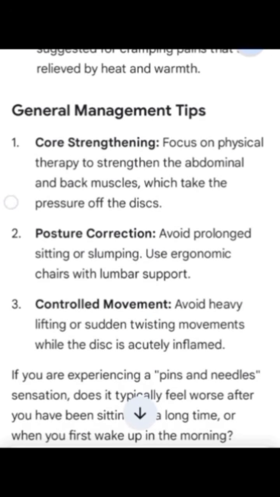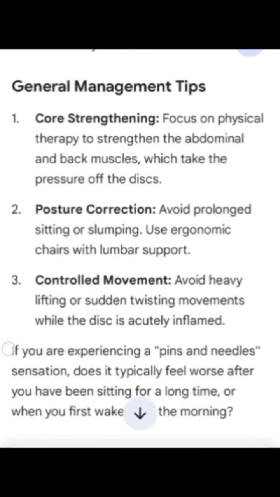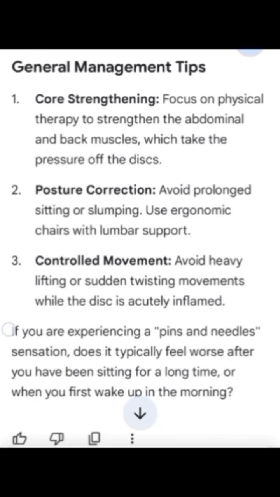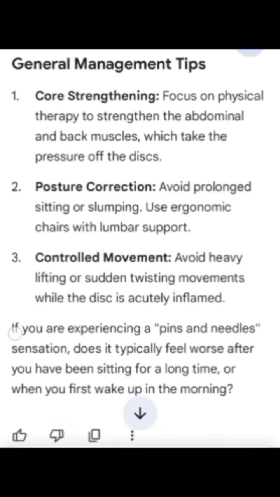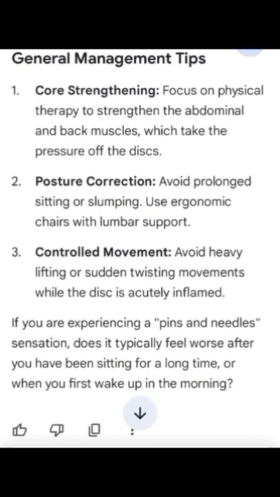General management tips. 1. Core strengthening. Focus on physical therapy to strengthen the abdominal and back muscles, which take the pressure off the discs. 2. Posture correction. Avoid prolonged sitting or slumping. Use ergonomic chairs with lumbar support. 3. Controlled movement. Avoid heavy lifting or sudden twisting movements while the disc is acutely inflamed.